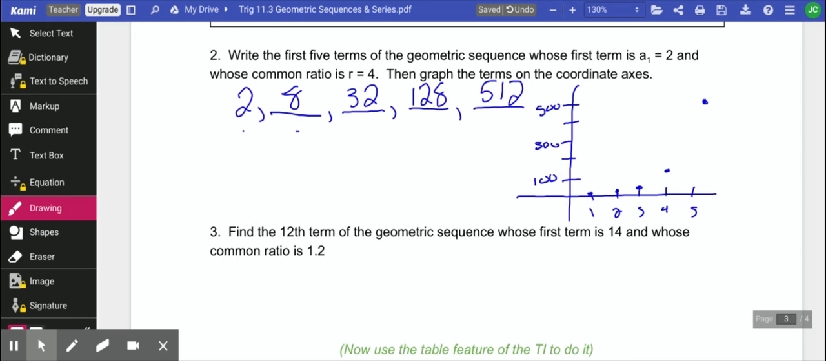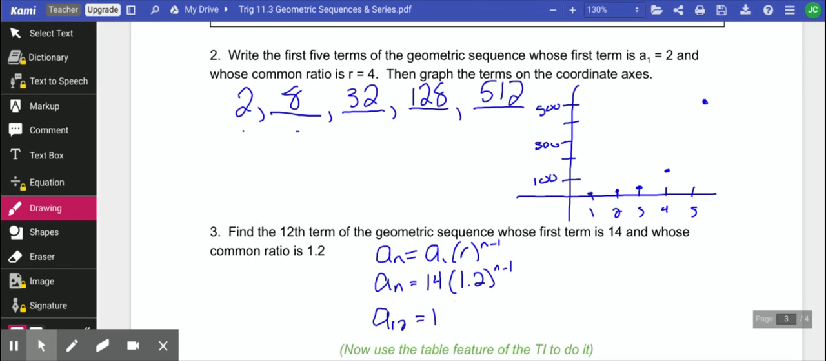All right, we want to find the 12th term of a geometric sequence whose first term is 14 and common ratio is 1.2. So we're going to use the formula that we discussed: a_n = a_1 r^(n-1). So whatever term we want to find, we'll have to take 14 times 1.2 to the n minus 1. And now we want to find the 12th term.